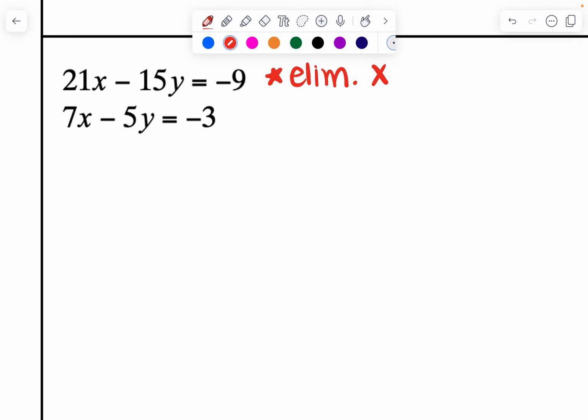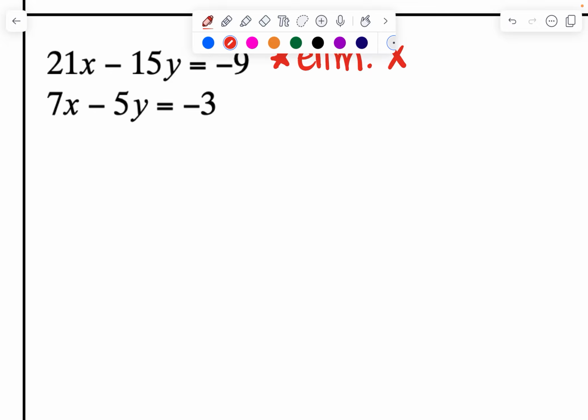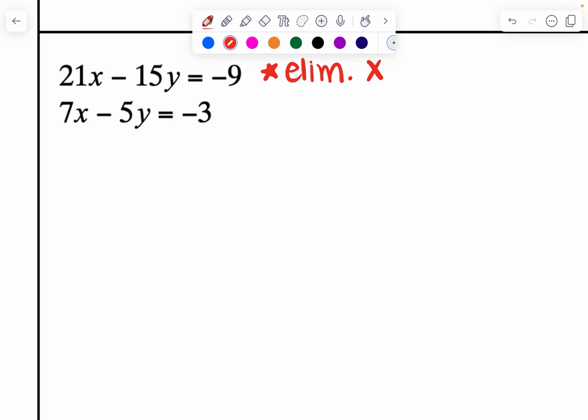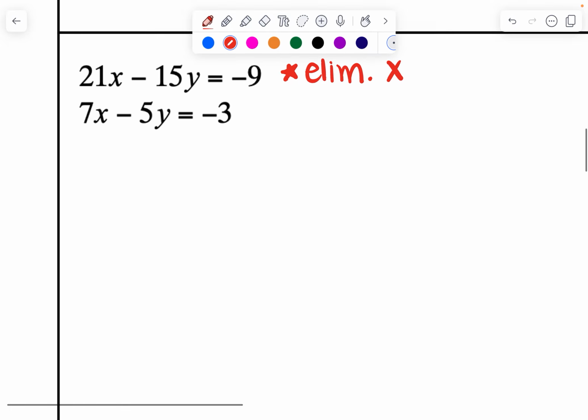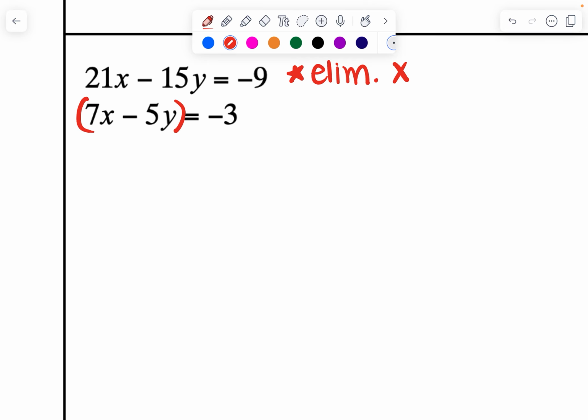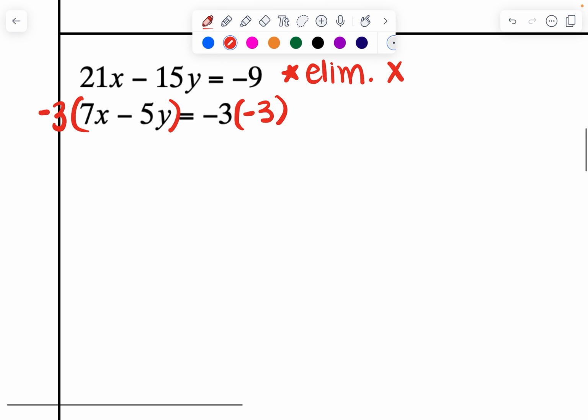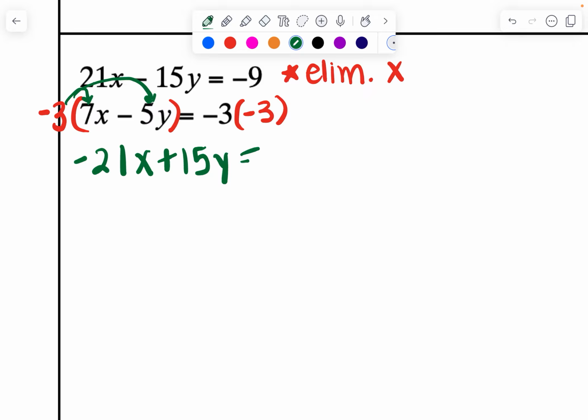That means I need to get opposite numbers in front of my x. I know I have 21x in the first equation, which means in my second equation, I need to get to negative 21x. The only way to do that is by multiplying everything by a negative 3. Both sides. Again, the reason I want to do that is because now that equation, after I multiply through here, negative 21x, negative 3 times negative 5 is positive 15y, equals positive 9.